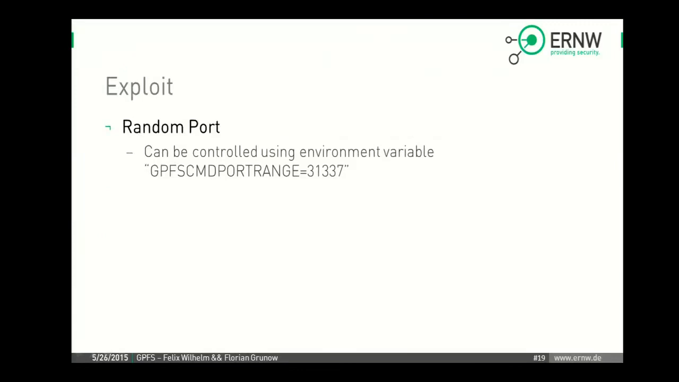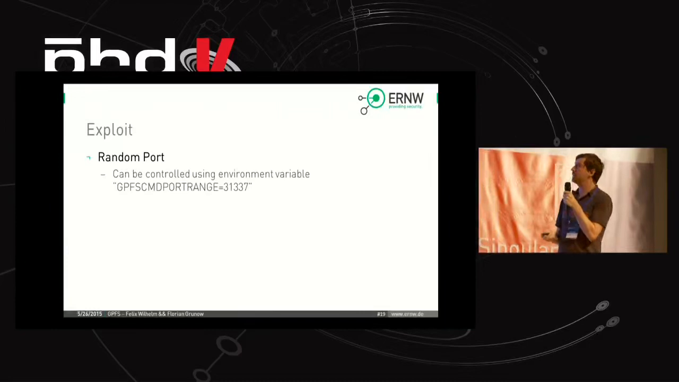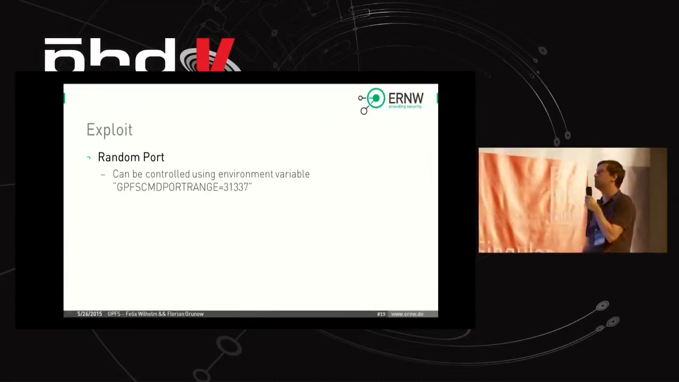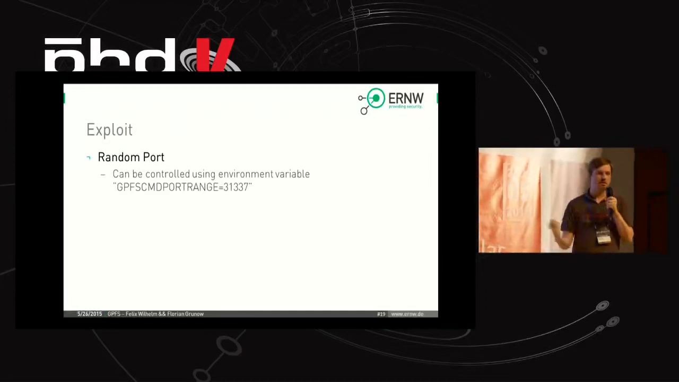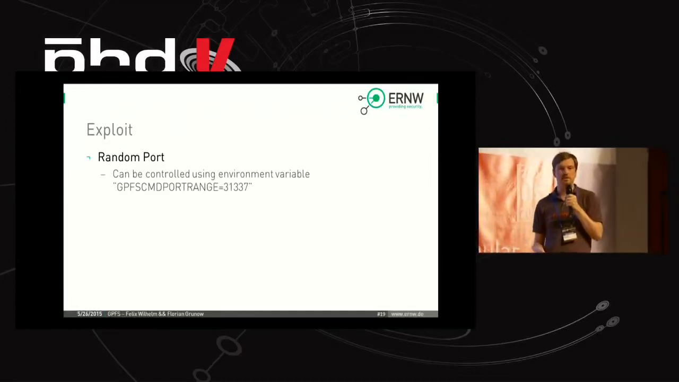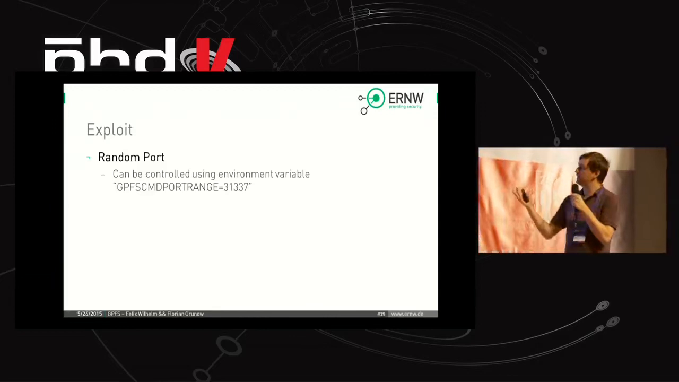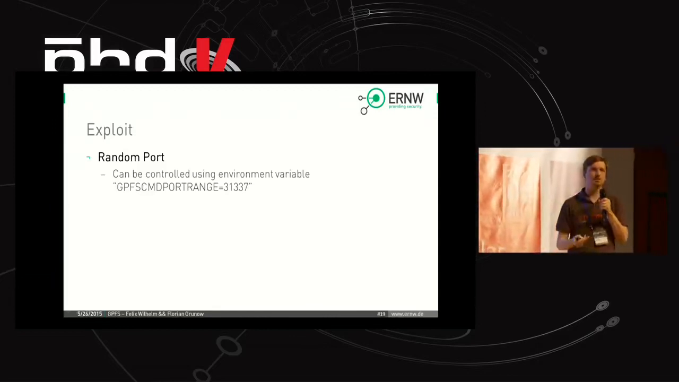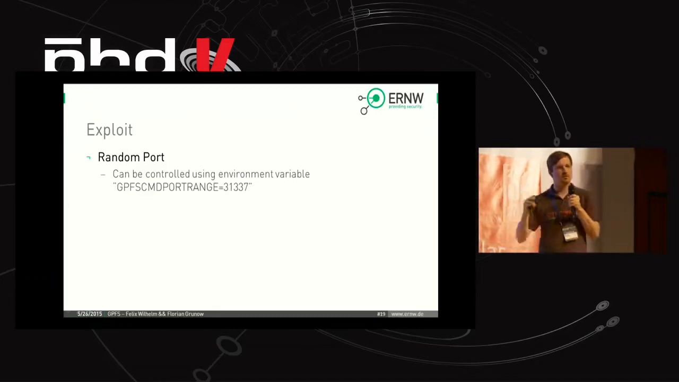So for the random port, we did some research and reverse engineered the binary, and we found the environment variable GPFS_CMD_PORT_RANGE, which you can set to arbitrary values, and then tsstatus will luckily pick the port that you specify. So from a local attacker point of view, this is good, because we don't have to deal with a random port. We can just specify the port.